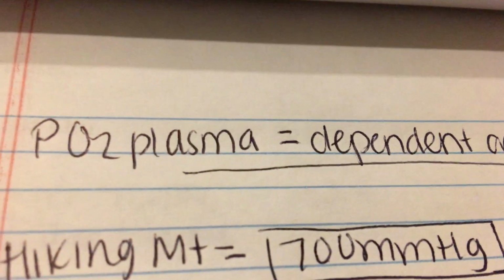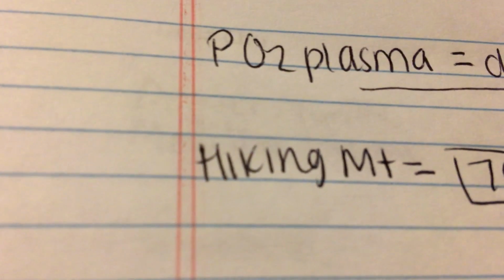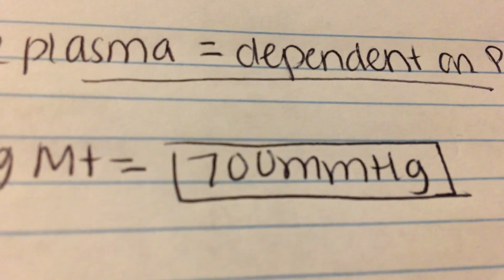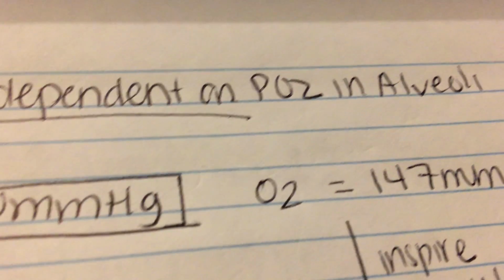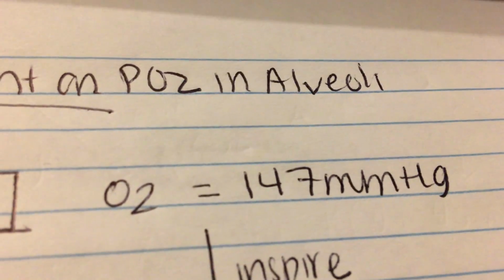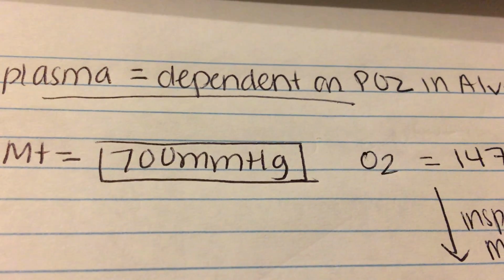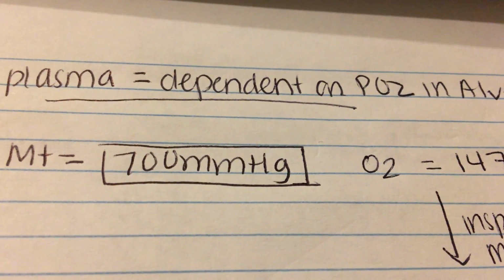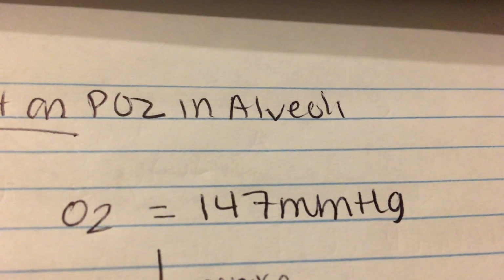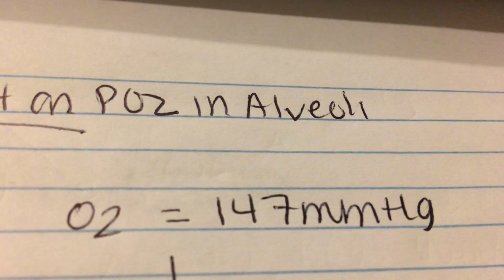So, if we're talking about hiking a mountain, right, where there's lower atmospheric pressure, maybe we're talking about 700 millimeters of mercury up on that mountain, you're actually changing how much oxygen is in your plasma. So if the atmospheric pressure is 700 millimeters of mercury, you would multiply that by 0.21 to get the amount of pressure that oxygen is exerting, and the amount would be 147 millimeters of mercury.